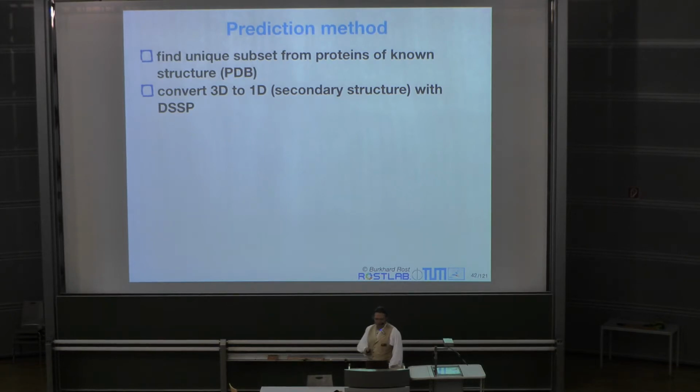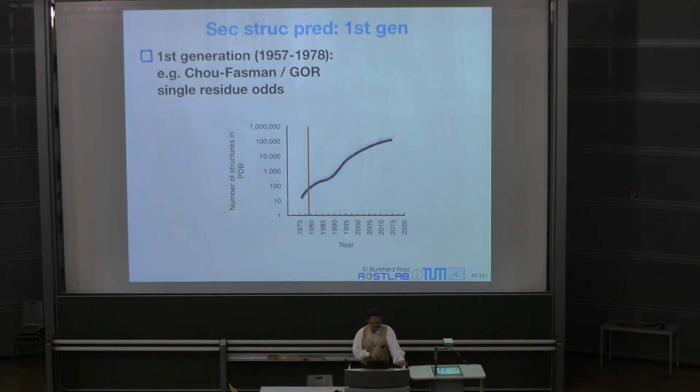So the PDB explodes exponentially. Now, again, we take a unique subset from the PDB, convert 3D to 1D, and get secondary structure using DSSP. And then, essentially, we have the label for the states of the first method. In fact, the first method I said was Garnier-Osguthorpe-Robson or Chou-Fasman. That is about at this time here, when we had about 80 proteins. So for 80 proteins, you have this assignment, and then you can compile the probabilities.